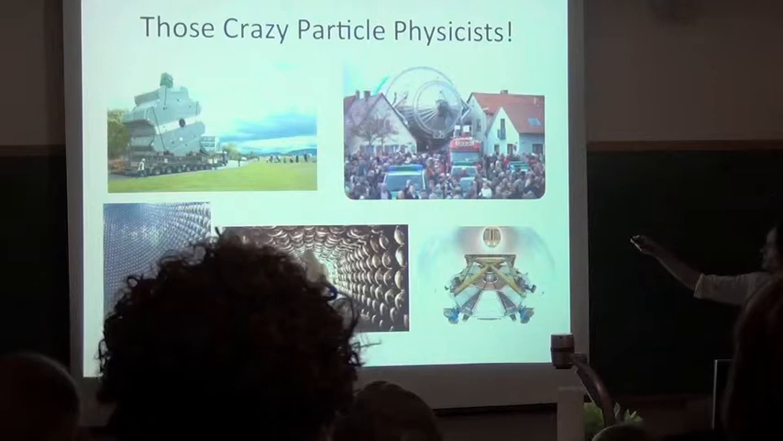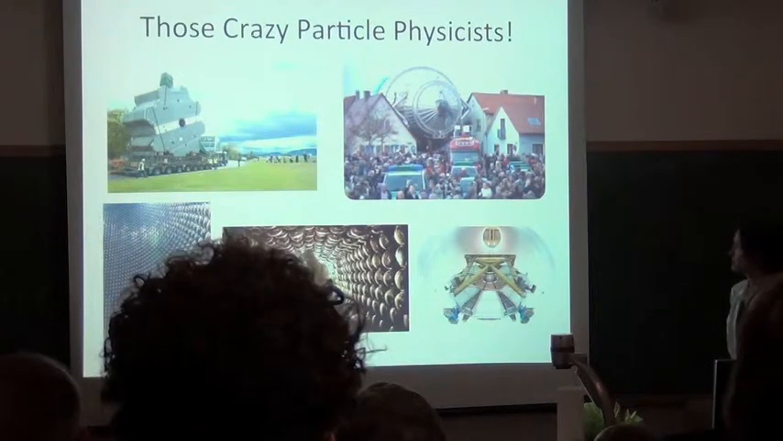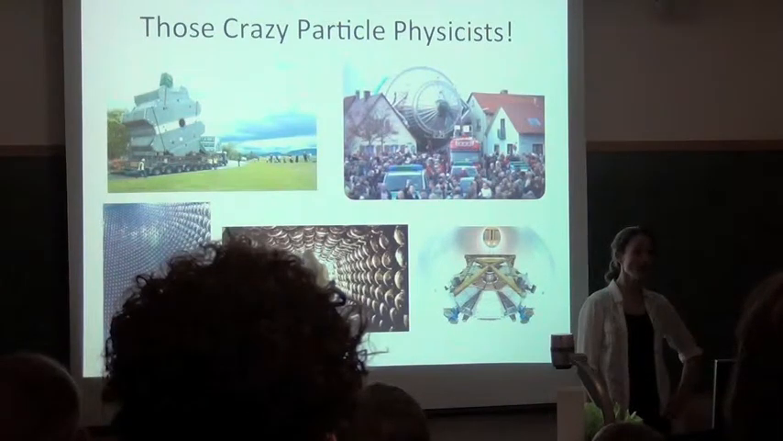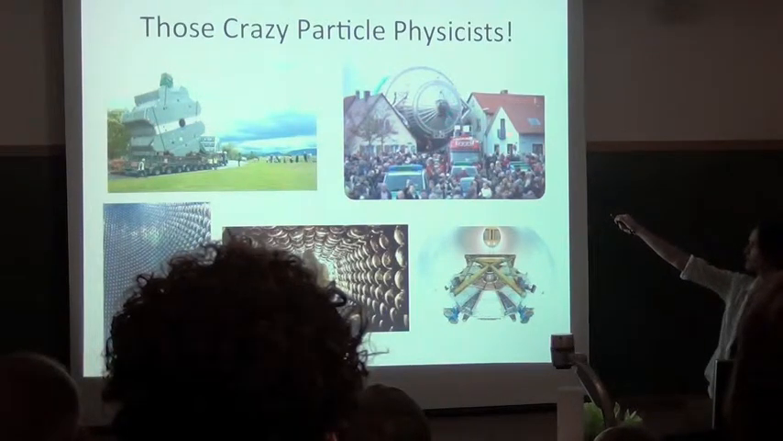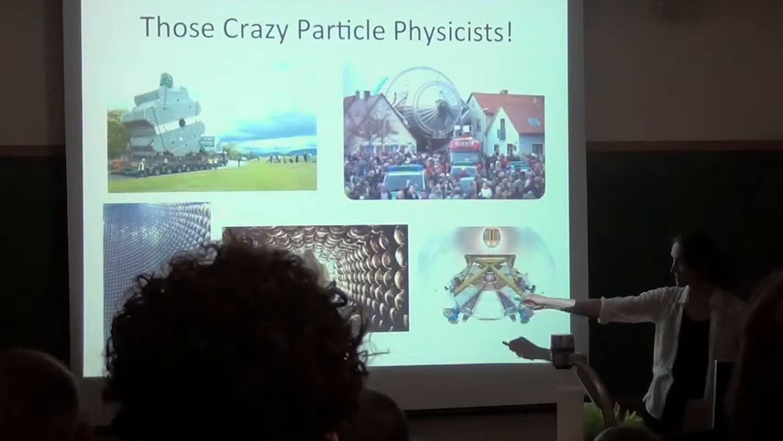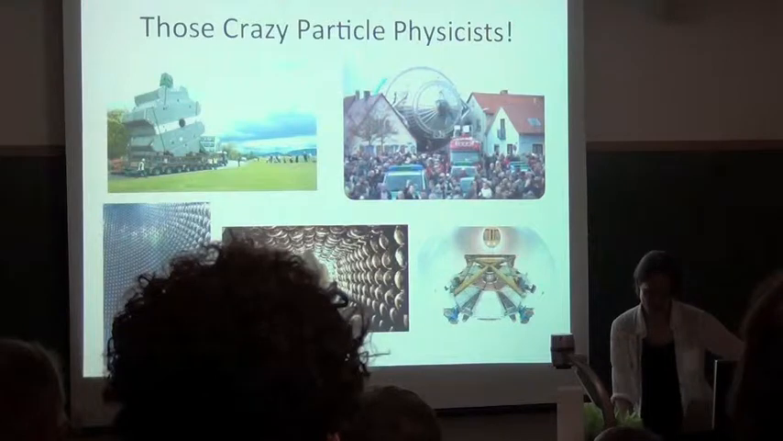This is the KATRIN experiment. It's a neutrino experiment making its way through a town in Germany. People described the clearance that it had in units of millimeters. It was not moving quickly through this town. These people are not running from an emergency. This is a picture of a huge neutrino detector.